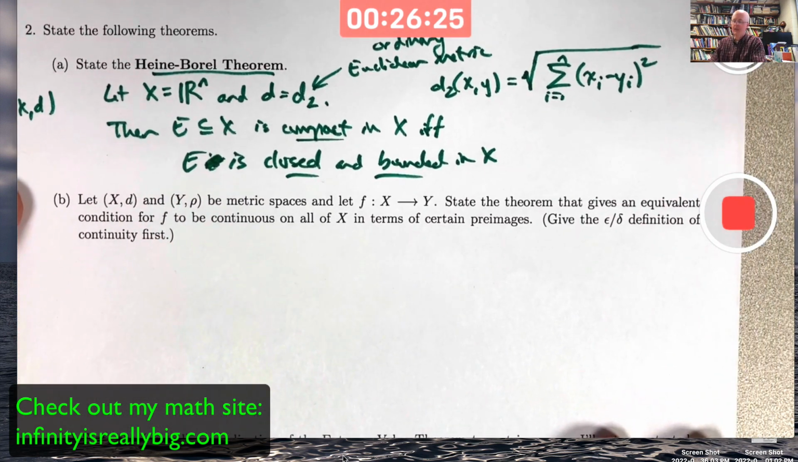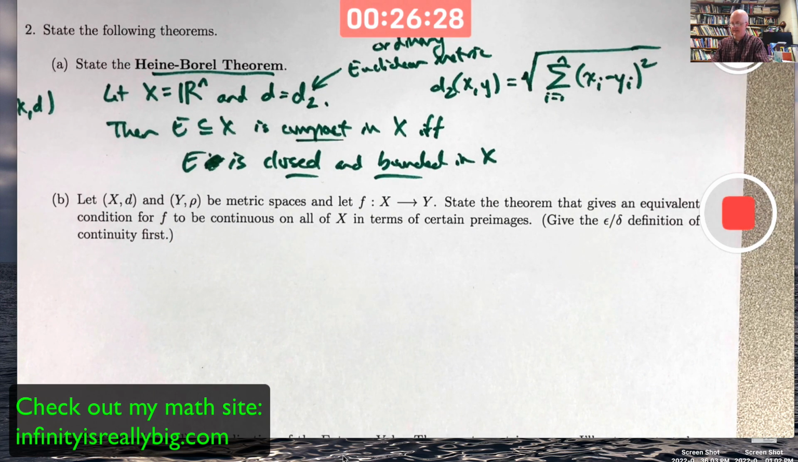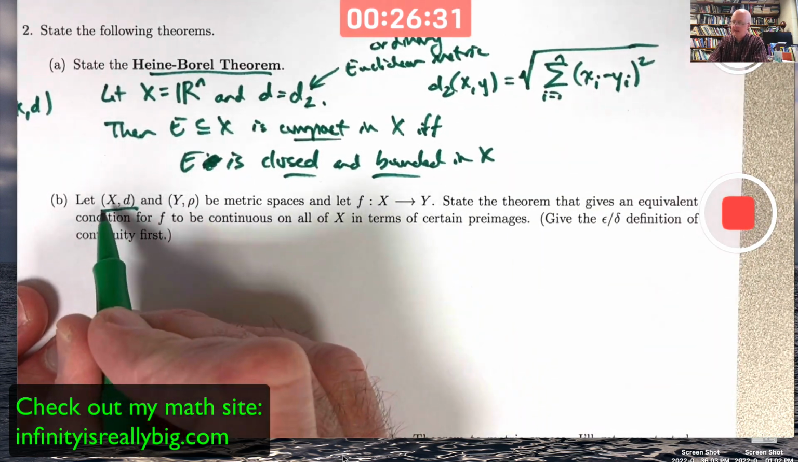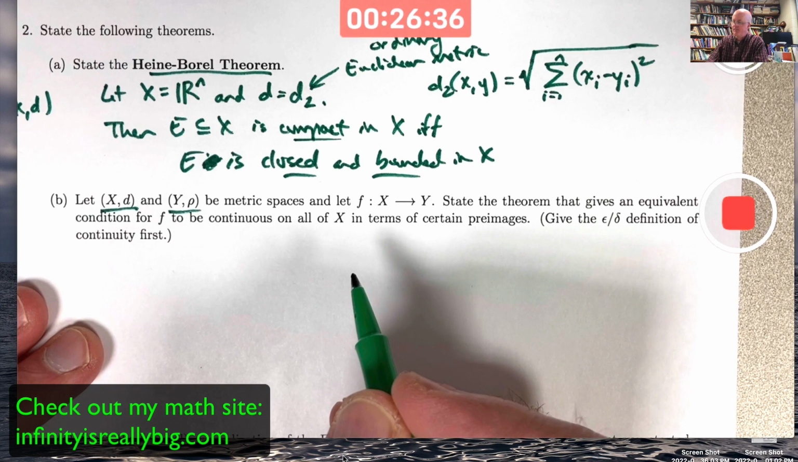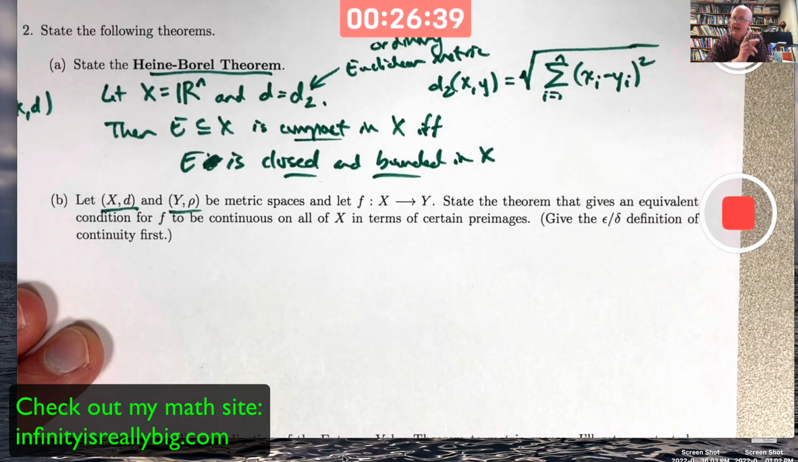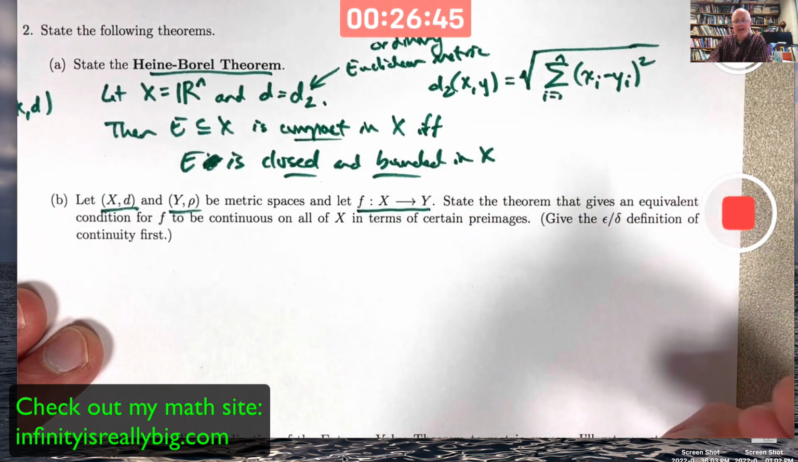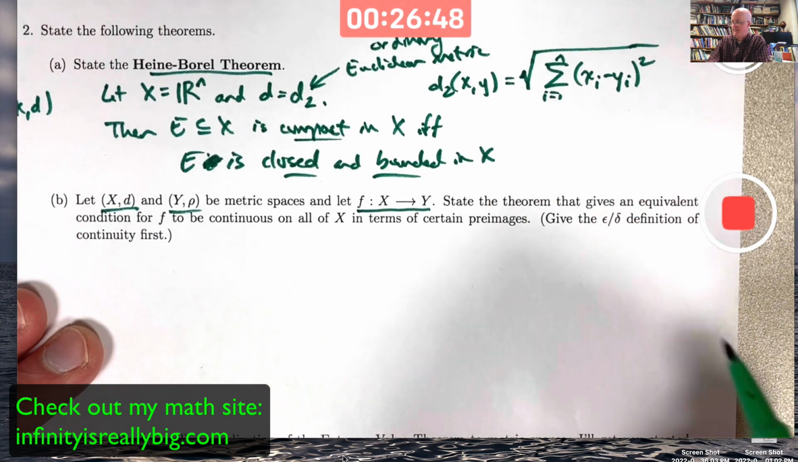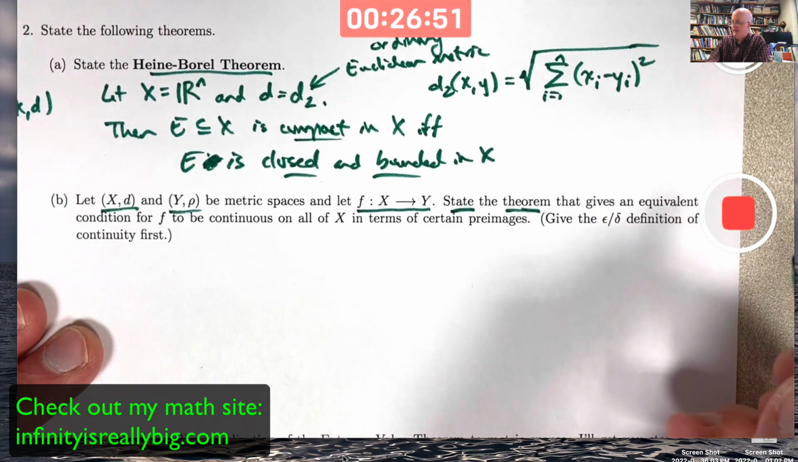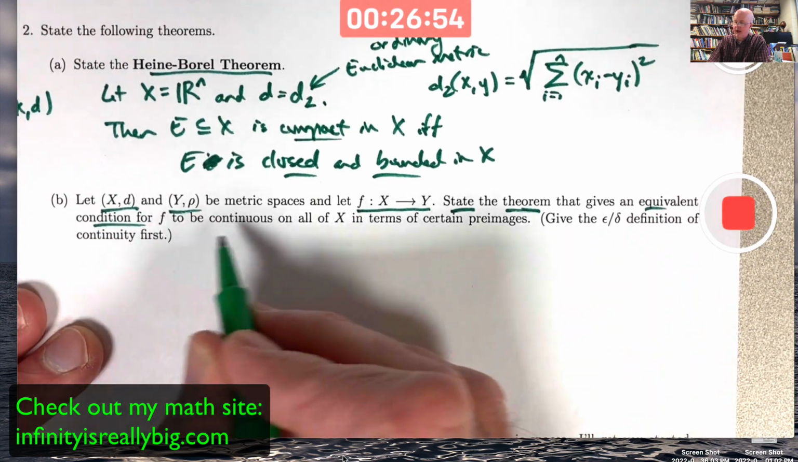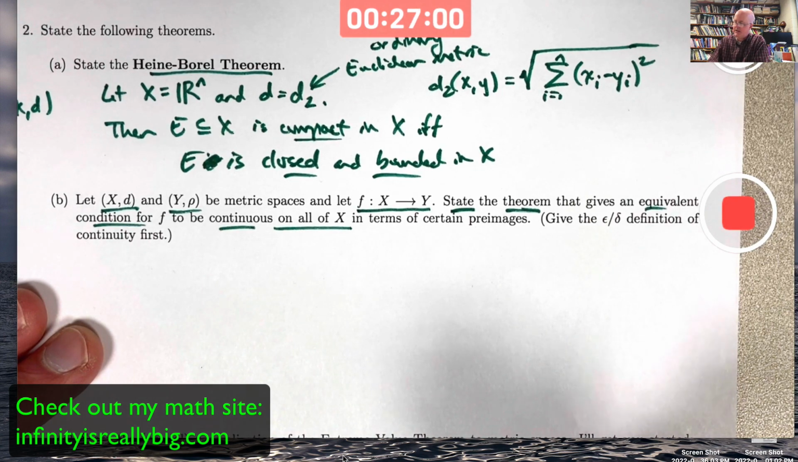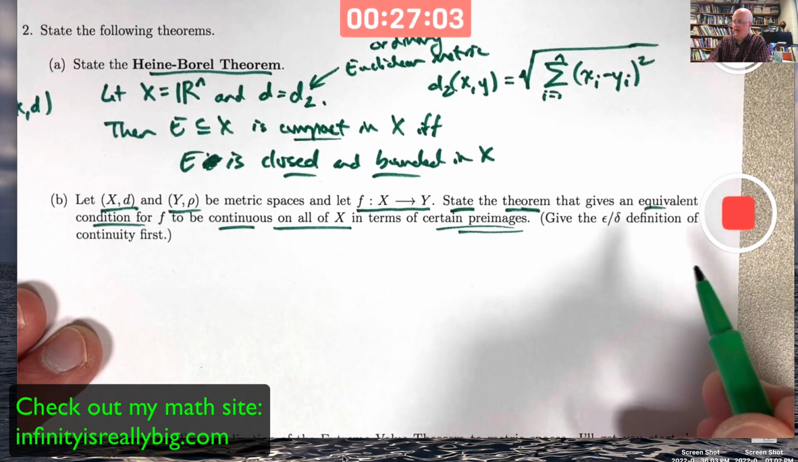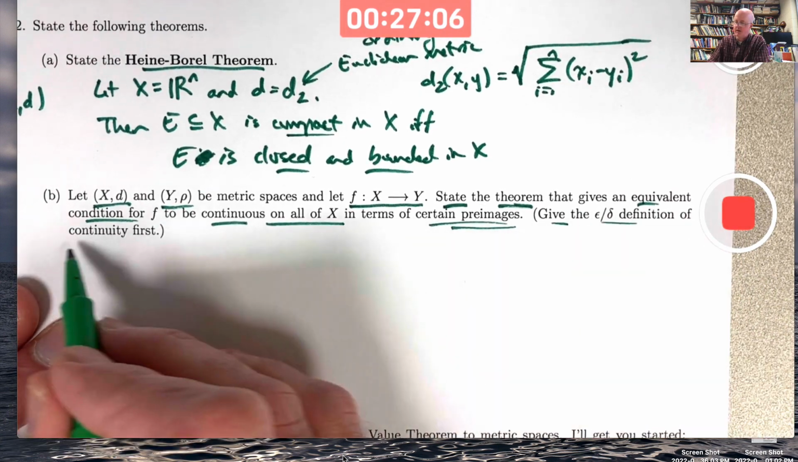Part B. Suppose we've got two metric spaces, x comma d, so x is the space, d is the metric, and y comma rho, y is another space, and rho is a metric on that. I haven't said the properties that metrics have to hold. I'm assuming you know that. And let f be a function whose domain is x and whose codomain is y. The target space is y. State a theorem that gives an equivalent condition for f to be continuous on all of x, a continuous map, we say for short, in terms of certain preimages. And also give the epsilon delta definition of continuity first.